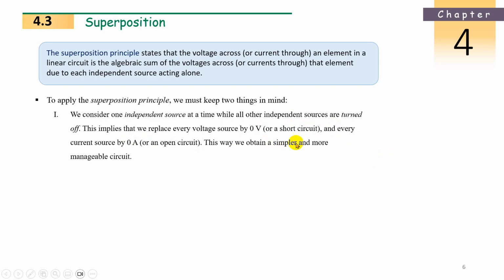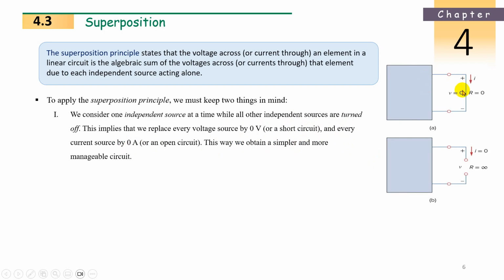So this way we obtain a simpler and more manageable circuit. How will it look? When V is equal to 0, you make it a short circuit, R becoming 0. When I equals 0, R must be infinity, so an open circuit. Like this we have to think. For superposition, minimum basic 2 rules: if I remove a voltage source, it becomes a short circuit.